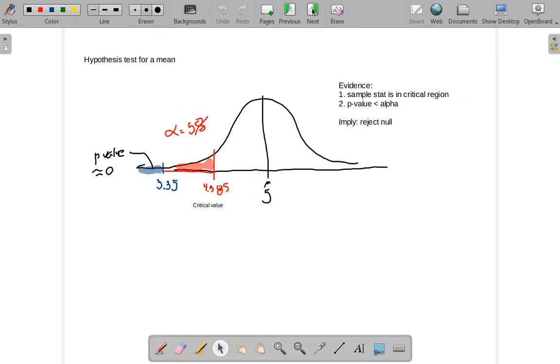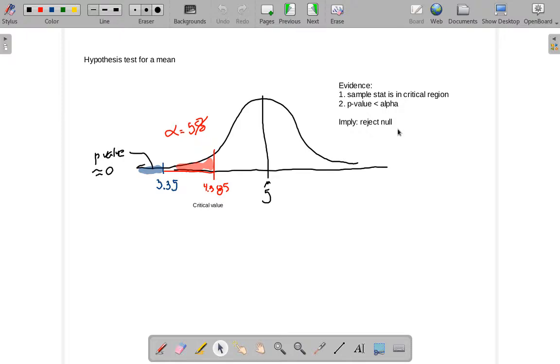So next page. I mark, based on these numbers, scaling the number line, where does my 3.35 live? It definitely lives in the red zone, which is evidence number one, because my sample statistic is in the critical region, that I'm going to reject the null. Evidence number two is finding the p-value. The p-value is the area under this curve here, in this case to the left, because I'm doing a left tail test. And 0 is definitely less than 5%. My p-value is less than alpha. So that's the second piece of evidence that says reject the null hypothesis here.